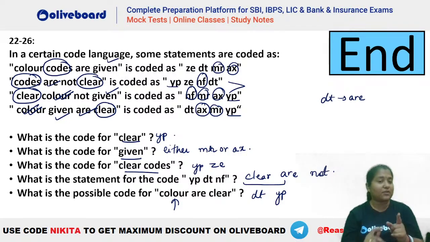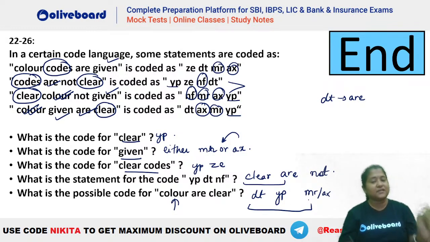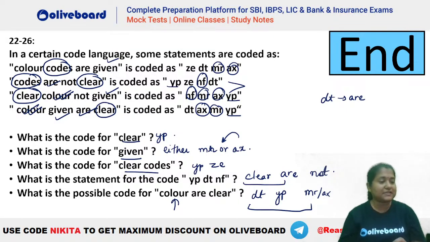Both were common. You can see in the first one, third one and fourth one, color and one more thing were common, right? Color codes are given, clear color not given, color given are clear, right? So you can see given is also there. So color and given is there in all the three, isn't it? So that means again you will have MR or AX, right? Because that is what we had a problem, that is there between color and given. So that means here we should have either a MR or a AX, right? So this will be the answer. That is, there will be DTYPMR or it has to be DTYPAX. Okay? I hope this is clear, everybody. So this will be the answer to the 5 questions.